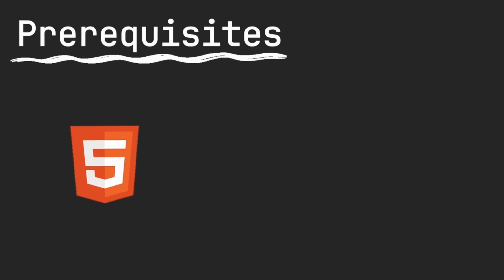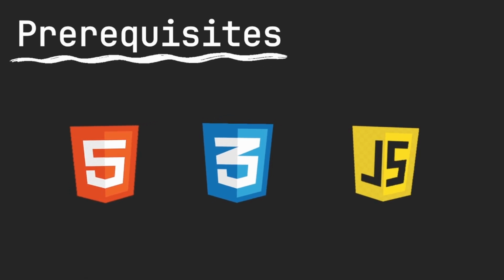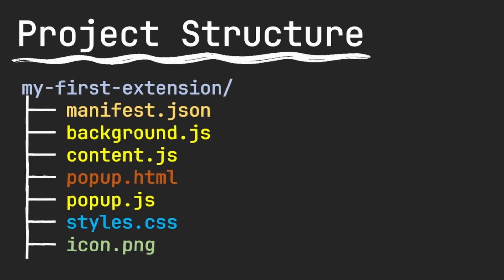So there are three very simple prerequisites for building your first Chrome extension. You need to know HTML, CSS, and JavaScript. That's it. So this is the project structure of the extension. You'll have a file named manifest.json, a background.js, a content.js, a popup.html, a popup.js, a styles.css, and an icon.png. So let's look at each file in detail.